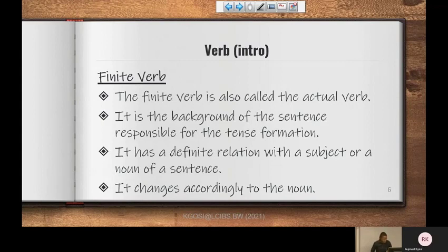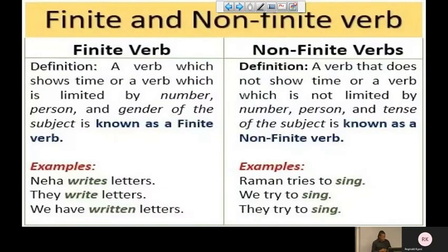So that's why we see here that it's the background of the sentence, and it's responsible for the tense formation. In other words, a finite verb is determined by the noun or the pronoun. The form of the finite verb changes with the pronoun that's there. If we may take a few examples there to make it easier to appreciate. If we look at a finite verb, for instance here, the word write. In its infinitive state would be write. Write with a W.